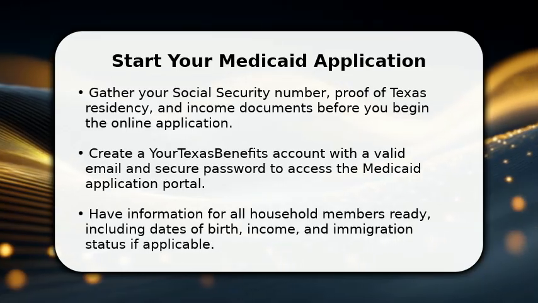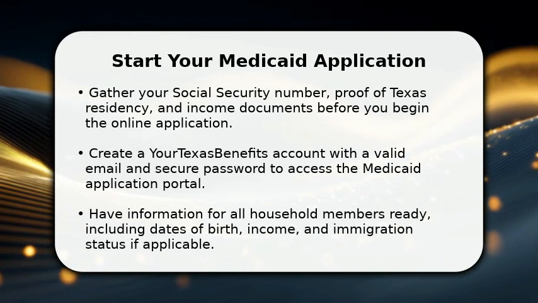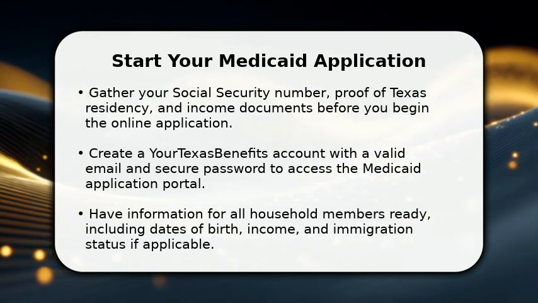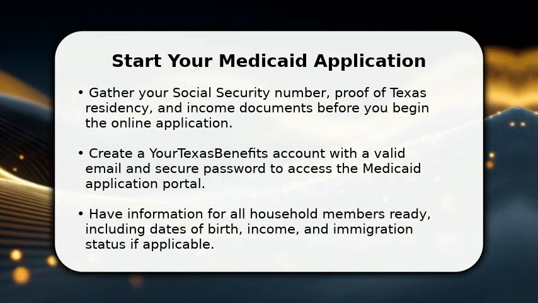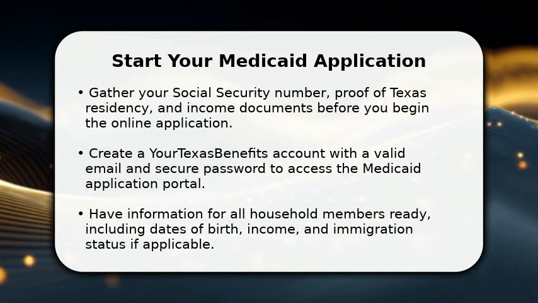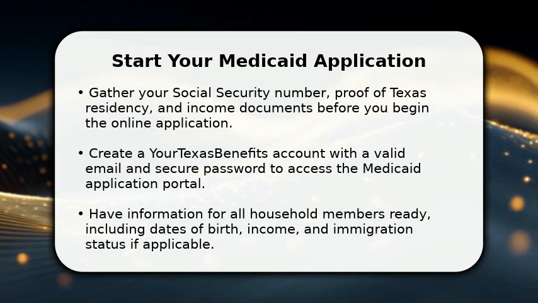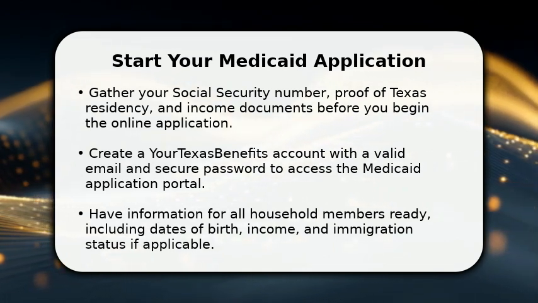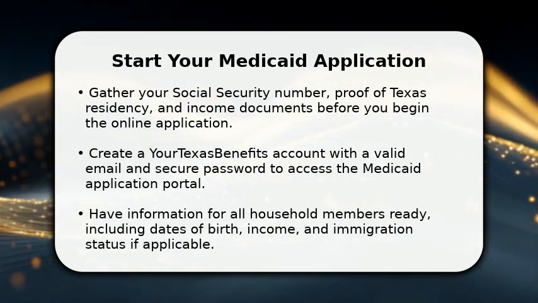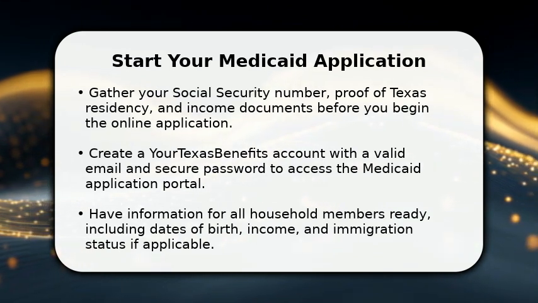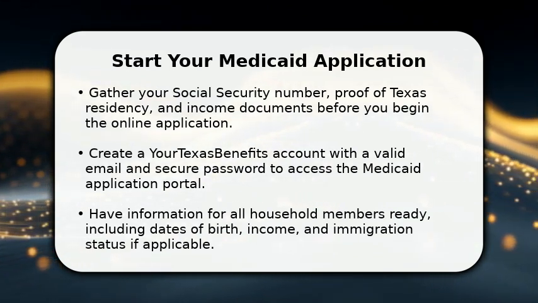In this video, I will show how to apply for Medicaid online in Texas. Begin by visiting the Your Texas Benefits portal and creating an account with a valid email. Click the button to start a new application and choose the Medicaid program that fits your household. Enter personal details for each family member and upload clear scans or photos of documents.